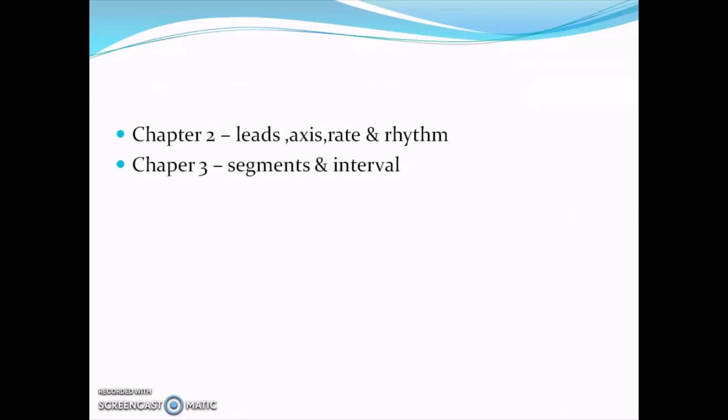In subsequent chapters, in chapter 2, I will speak about leads, axis, rate, and rhythm. There I will explain why some leads are positive and some leads are negative, the placement of leads, and the approach to arrhythmias. And in chapter 3, I will speak about segments and intervals, that is the PR segment, PR interval, ST segment, and QT interval.